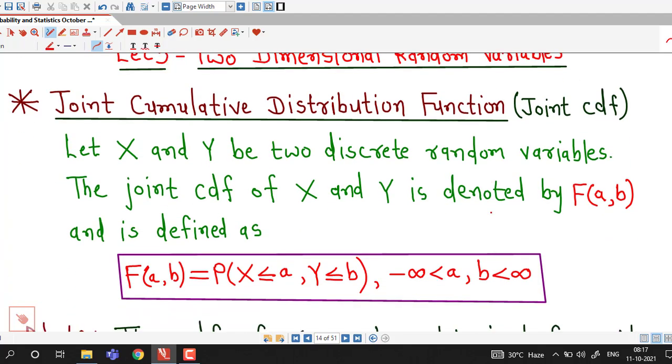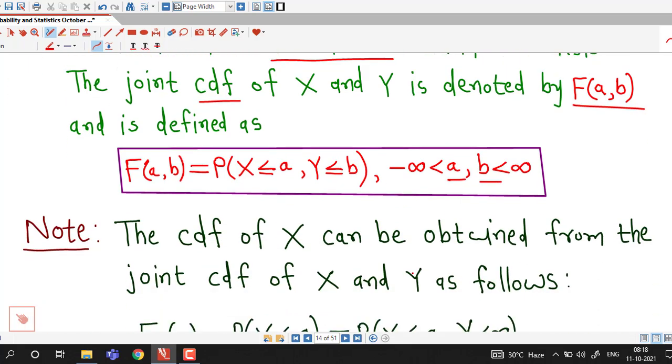So first definition is joint cumulative distribution function. Let X and Y be two discrete random variables. The joint CDF of X and Y is denoted by capital F(a, b) and is defined as F(a, b) equal to the probability of the event X is less than or equal to a intersection Y is less than or equal to b. Here a and b can take any real values.